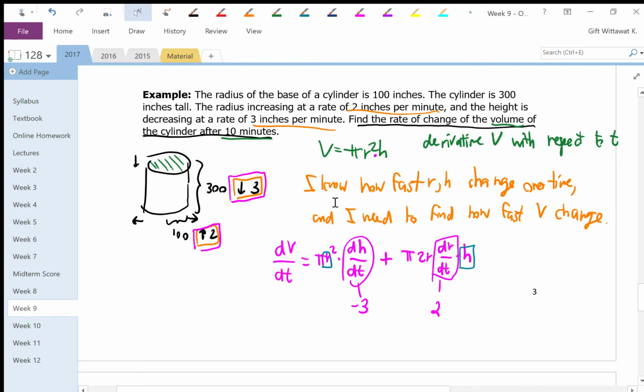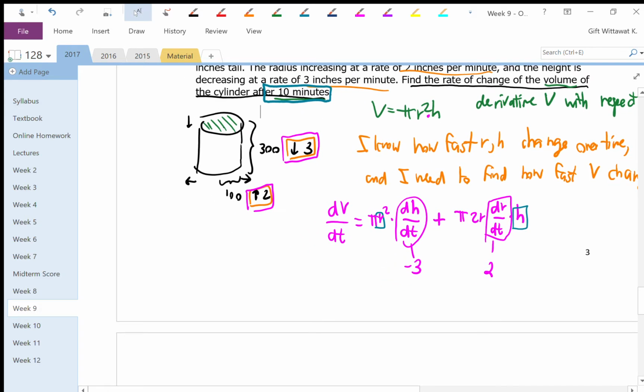Now, I also have another number that I can plug in. I have 100 here, and I have 300 here. So it seems almost as if I can use these numbers for r and for h. However, that would not be correct because I need to find the r and the h at 10 minutes. The r and the h that I have are the initial r and h, so this is the r and h at the start. But I need to use the r and h in 10 minutes to find the rate of change in 10 minutes.